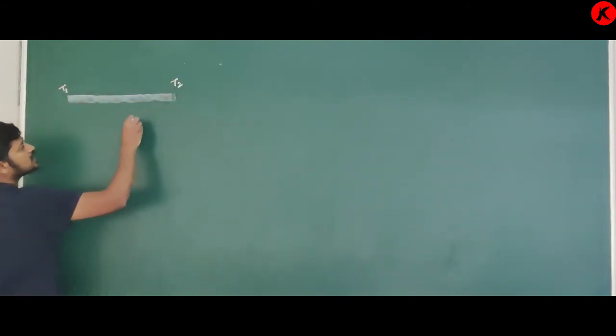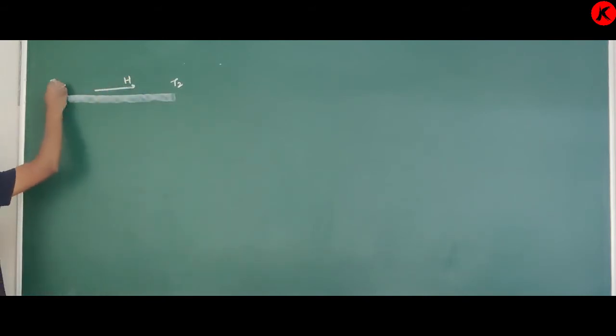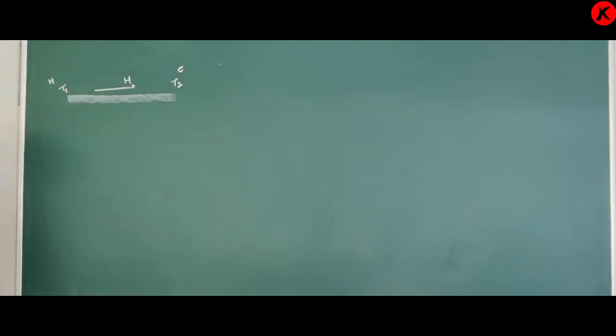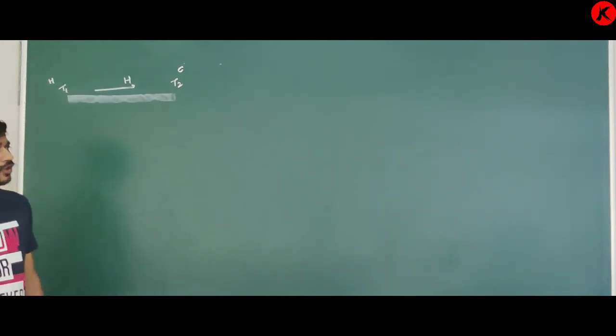Okay, now one more important thing about conduction. Suppose it is a conductor. At one end the temperature is T1, at the other end it is T2, and heat is flowing in this direction, that is H. So obviously it is the hot end and the cold end, because heat transfer takes place from higher temperature to lower temperature. You can remember it like this.